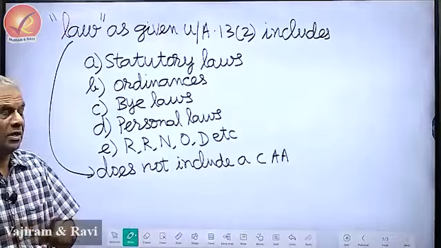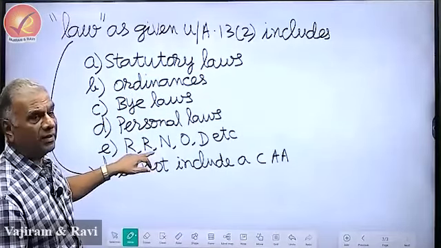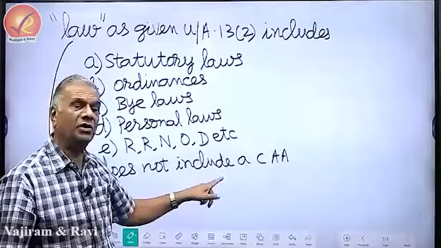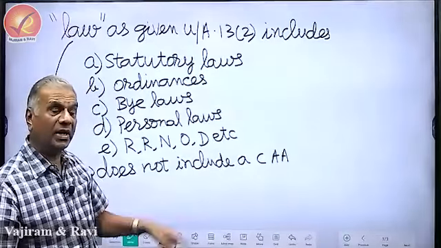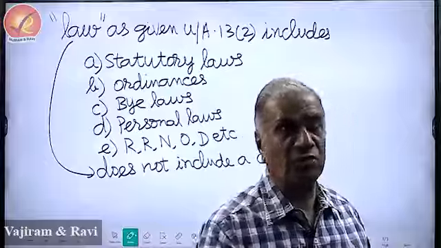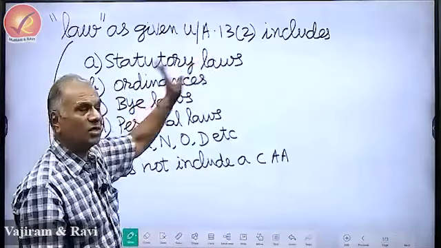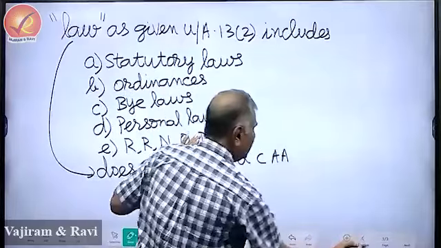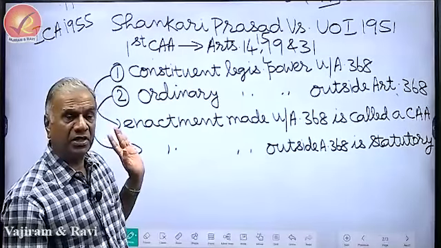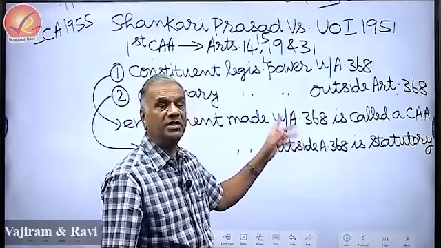Therefore, the court stated what Article 13 Clause 2 prohibits is this kind of laws from amending the fundamental rights. And the expression law under Article 13 Clause 2 does not include a constitutional amendment because Article 368 has been created by the Constitution to amend the Constitution. So therefore, the court stated that Article 13 Clause 2 prohibits only ordinary legislations, which cannot amend the fundamental rights and thus the Constitution. But the Parliament can amend the Constitution under Article 368.